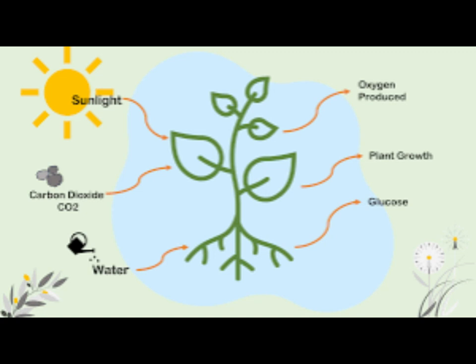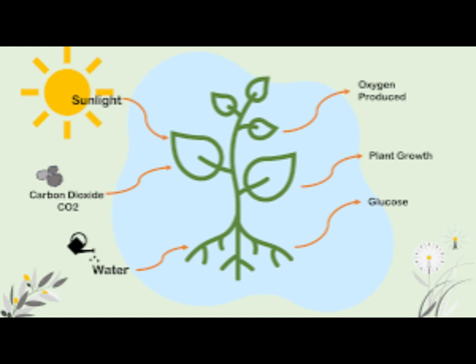Light-independent reactions, the Calvin cycle. These occur in the stroma of the chloroplast. Using the ATP and NADPH produced in the previous step, the plant converts CO2 into glucose through a series of enzyme-controlled steps. The complete chemical equation: 6 CO2 + 6 H2O + light energy → C6H12O6 + 6 O2.